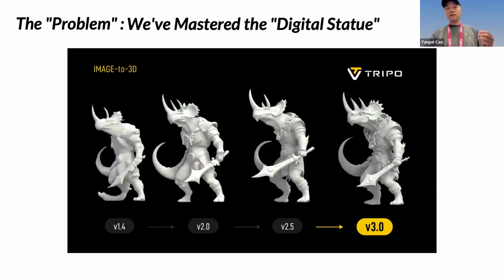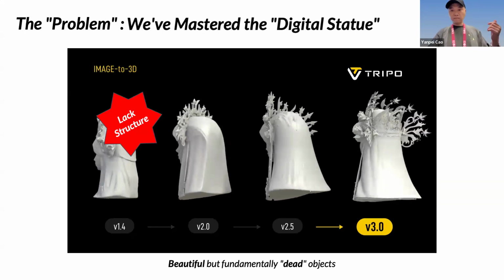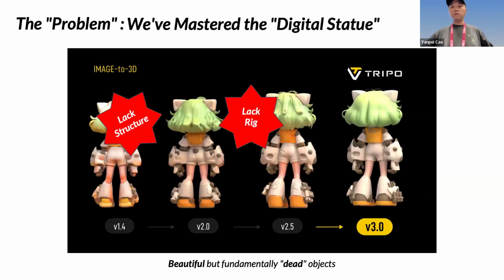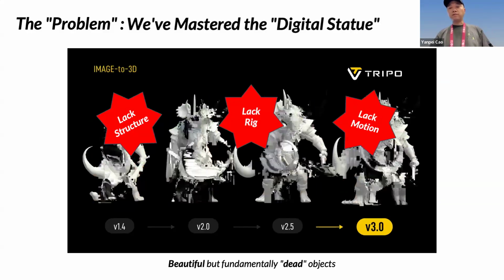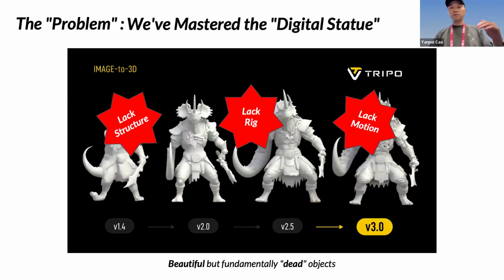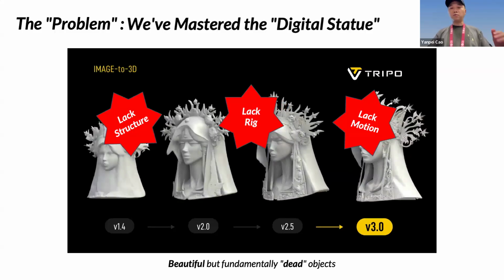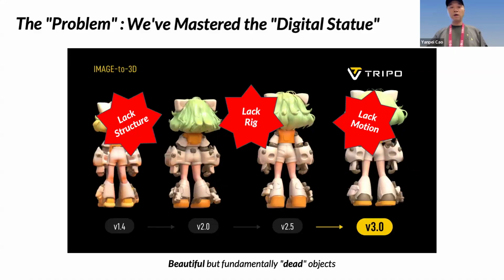And second big lack, they don't have a rig. They don't have the internal skeleton, the control system you need for posing or articulation. And third, which follows directly from that, they lack motion. You can't animate them easily because the underlying generation architecture just doesn't provide those hooks, which are needed for dynamics.